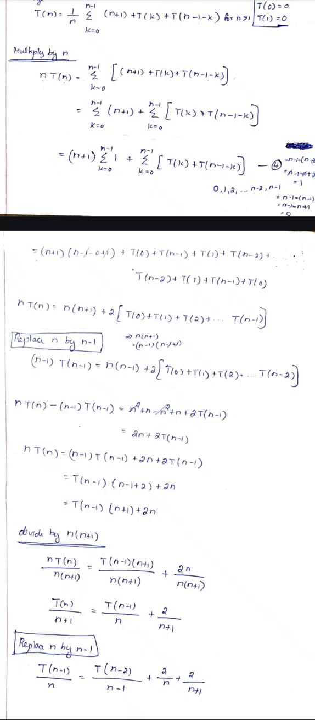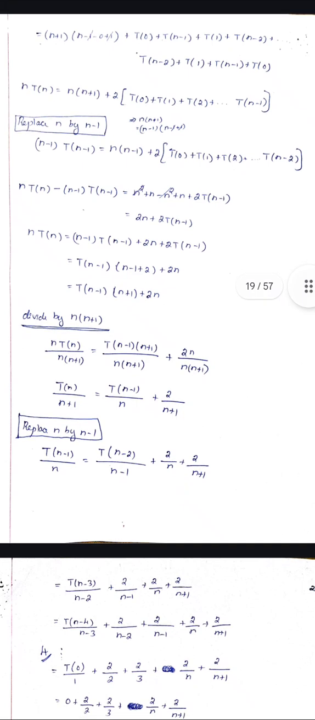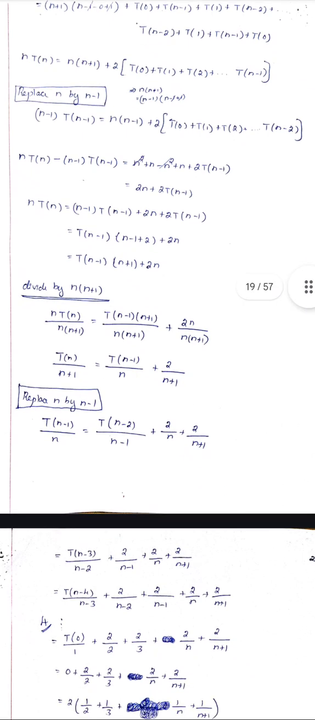Let us consider k as n minus 1. Then we will get T of 0 plus T of n minus 1 minus 0, then T of 1 plus T of n minus 2, and so on. Replace n by n minus 1 in each iteration, so that we will get 2n plus 2T of n minus 1, and T of n equals n minus 1 T of n minus 1 plus 2n plus 2T of n minus 1.